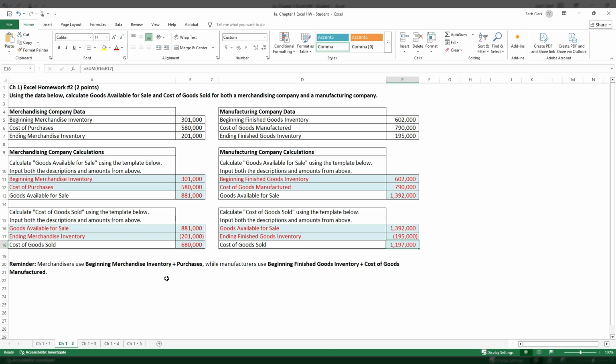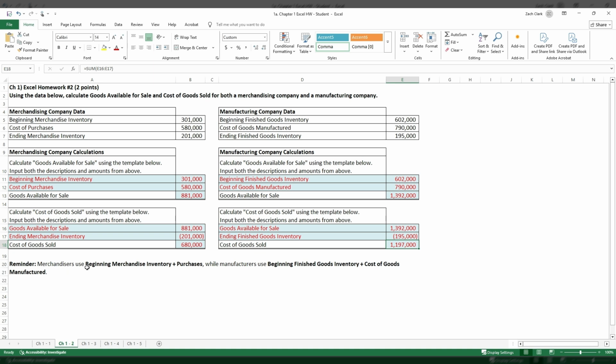It's this idea that you have a starting amount of inventory, you get more, whether you buy that as a merchandiser or you produce it as a manufacturer. And then if we don't exactly know what was sold, we use the logic of how we could back into it. We do that by asking, well, what's still here? If it's not here, it's sold, is essentially what we're assuming. And that's where we get these figures from.